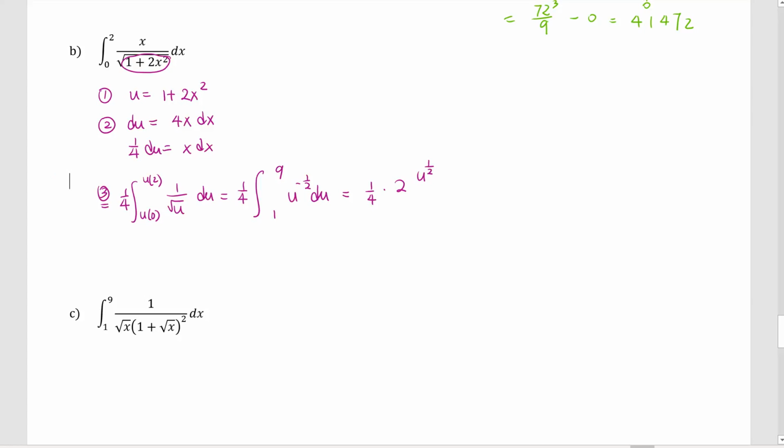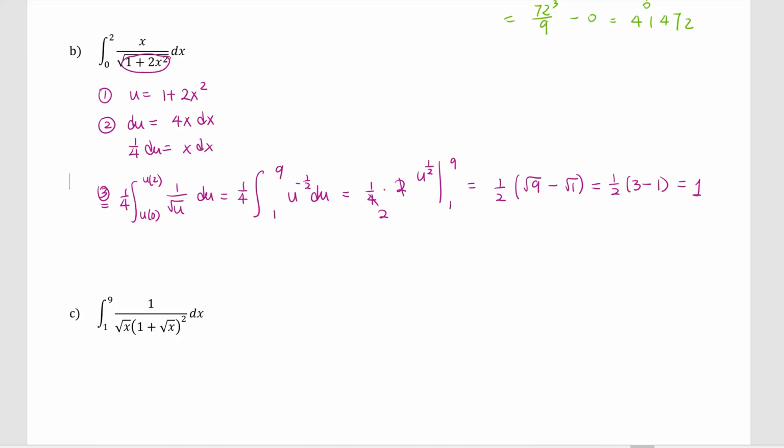Alright. So evaluate from 1 to 9. And they cancel, we get 2. So 1/2. We plug in 9 first. Square root of 9, minus, we plug in 1. Square root of 1. Oh, square root of 9 is 3, right? And then, oh, that's 2. 2 over 2. Oh, the answer is 1. So far, so good, everybody?